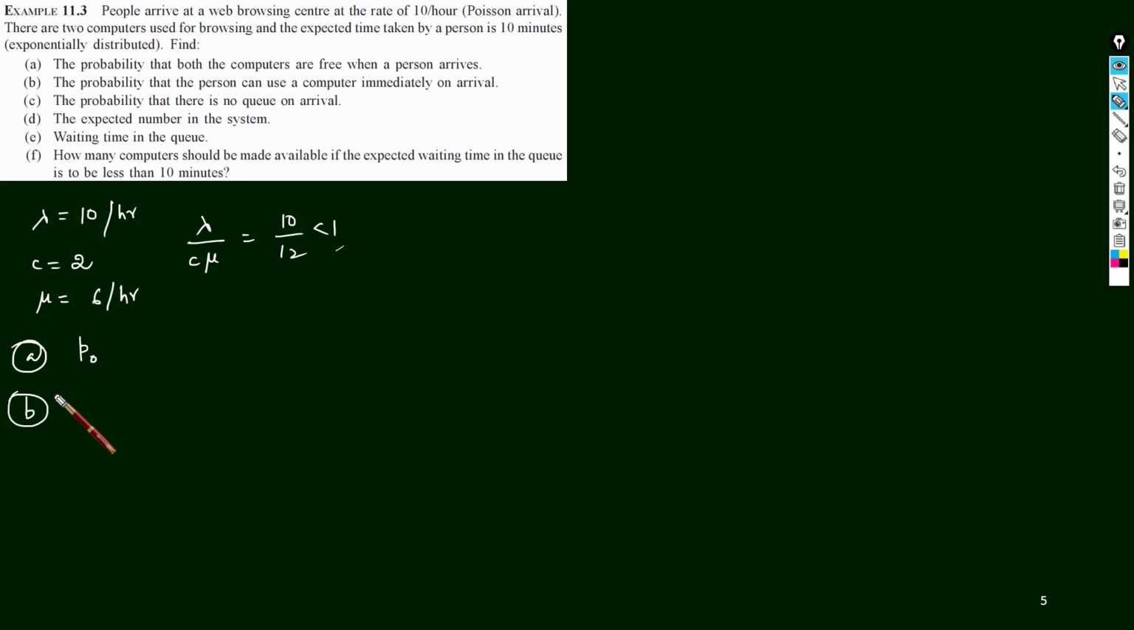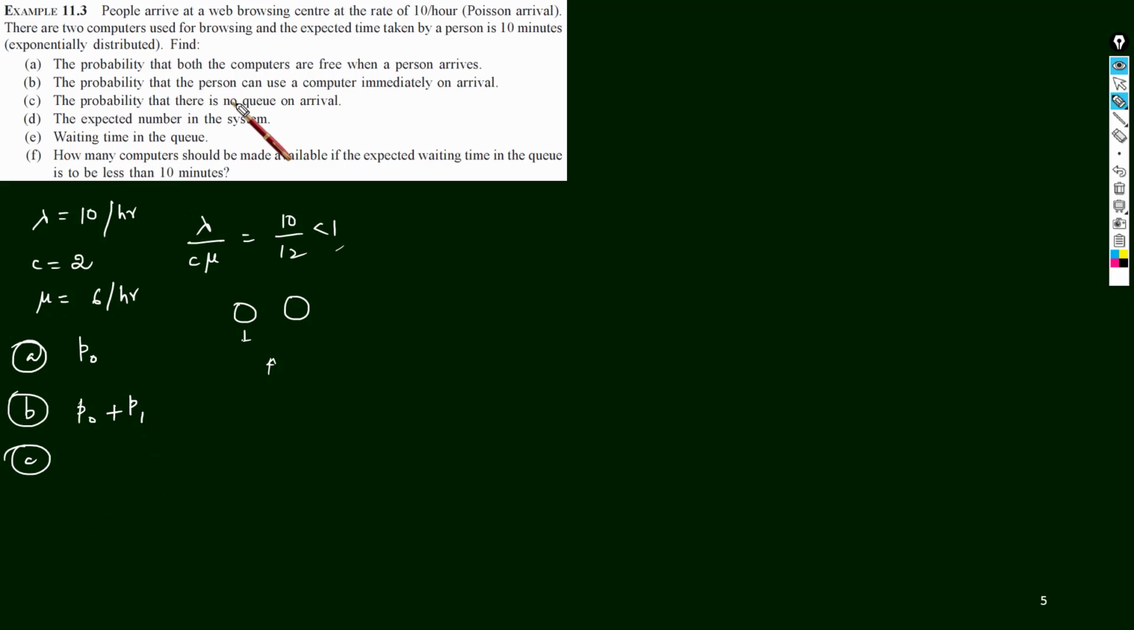So we can put these values inside the expression and calculate it. Next one is the probability that the person can use the computer immediately on arrival. As soon as he comes to the computer center, he gets a computer. That means there are 2 servers, 2 computers. So if a person arrives, when will he get a computer? Only when there is no customer in the system, or there is only one customer in the system, because the other one is vacant.